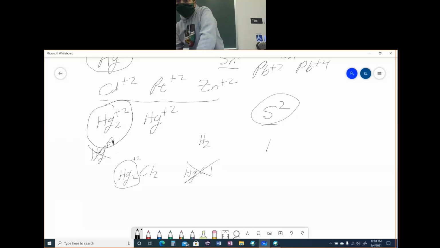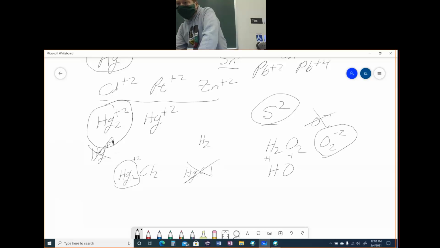Very similar to hydrogen peroxide, H2O2. It is not HO. Is the oxidation of this minus 1? Yes. Is the oxidation of this plus 1? Yes. Does O minus 1 exist? No, it does not. Your peroxide is an O2 minus 2. So anytime you have a peroxide, it has to have an O2 minus 2. O minus 1 does not exist. The oxidation of minus 1 does exist as a diatomic ion.